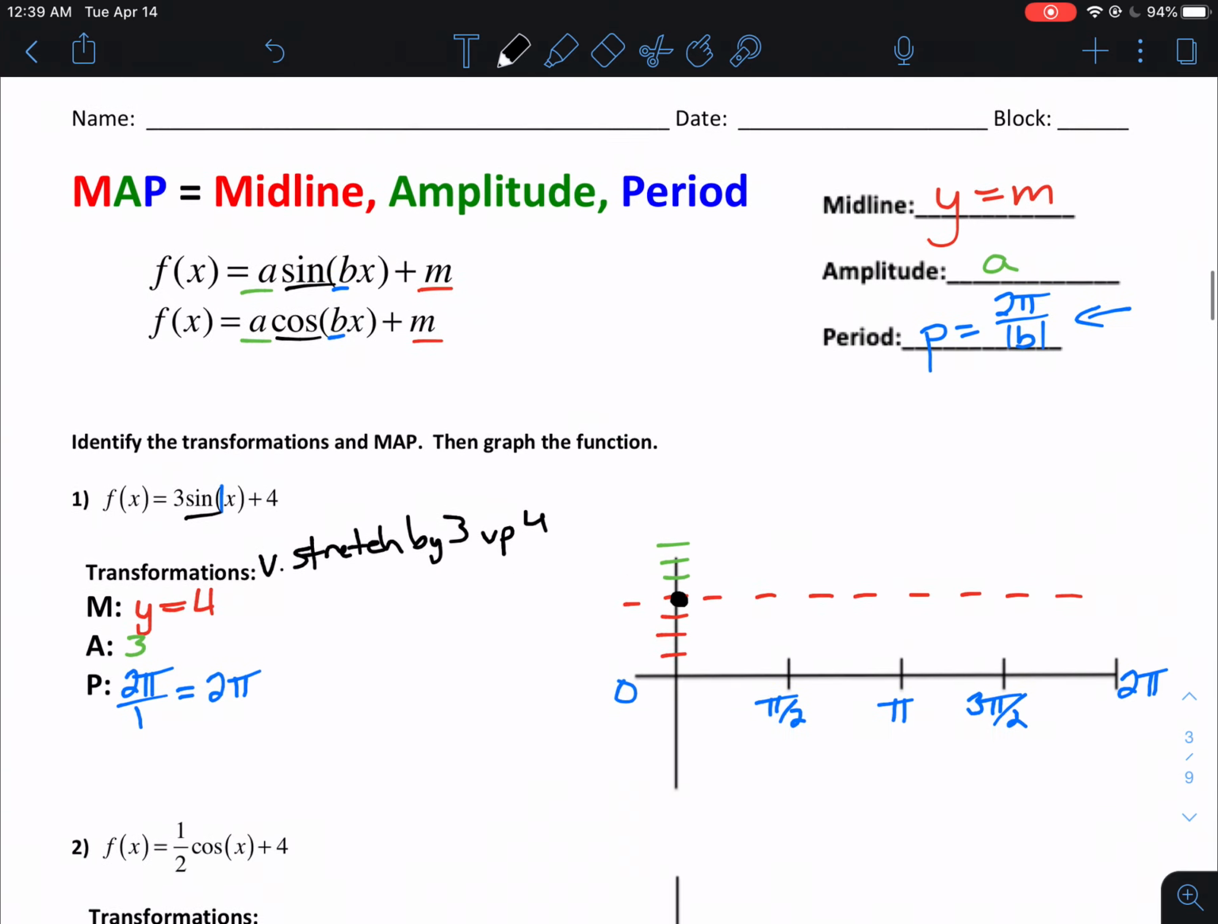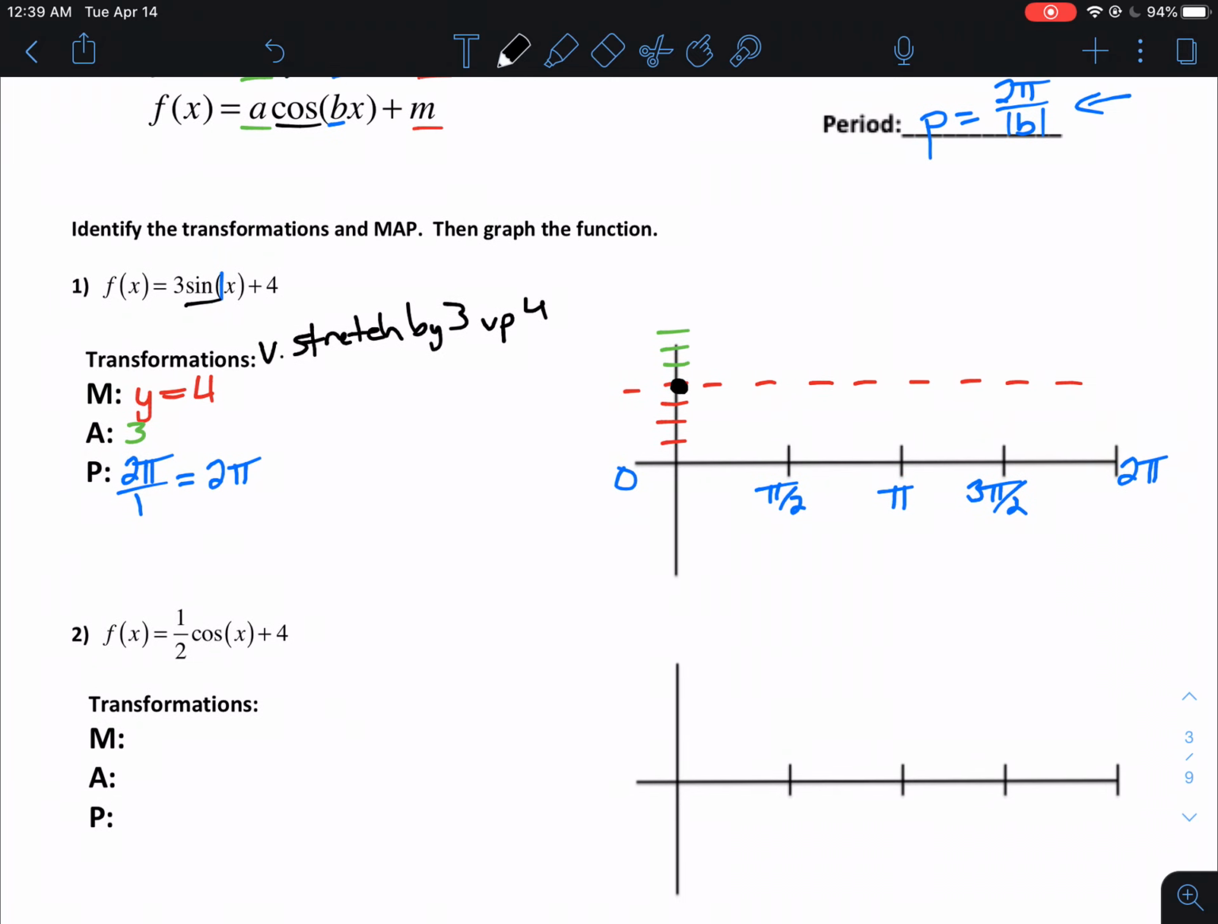So let's do the same thing here. Starting from our midline, we're going to go up by an amplitude, down by an amplitude, down by another amplitude, and then back up by 1 amplitude. And then from there, you should have all 5 points that you'll need in order to create your graph. So here that is. And then just make sure that you draw in that that would continue in either direction.